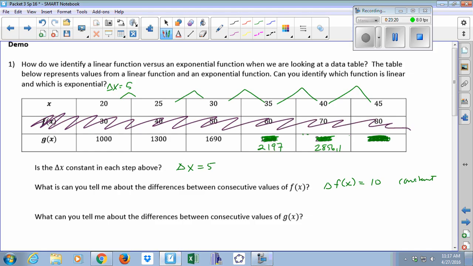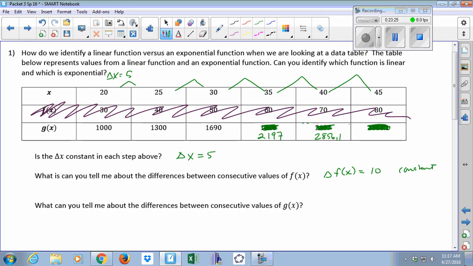All right. What can you tell me about the differences between consecutive values of g of x? Well, let's look at consecutive values of g of x. So g of x here, the consecutive values would be 1300 minus 1000, which is 300. Consecutive values here would be 1690 take away 1300, which is 360? And what would it be here? 2197 take away 1690. What is it? Oh, 390, thank you.